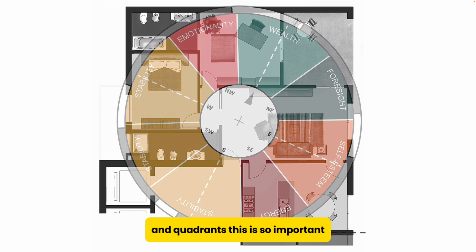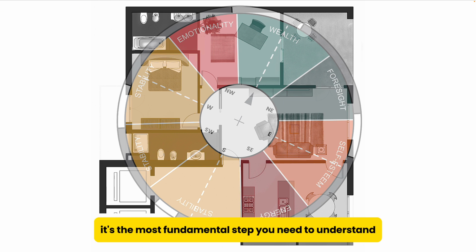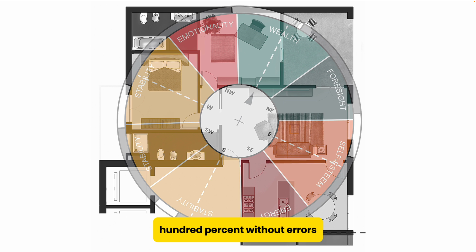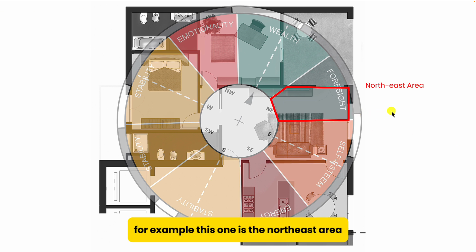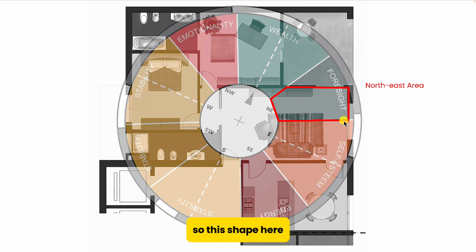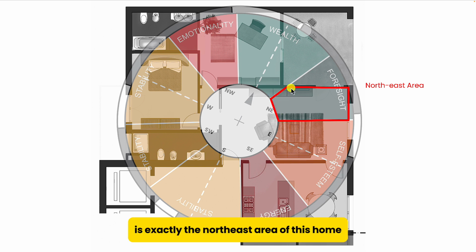This is so important. Actually, it's the most fundamental step you need to understand 100% without errors if you want to correctly apply Vastu to your living and working spaces. But let's see what the areas of this home are. For example, this one is the northeast area. That's because you intersect the Vastu Compass with the plan of the home. So this shape here is exactly the northeast area of this home.